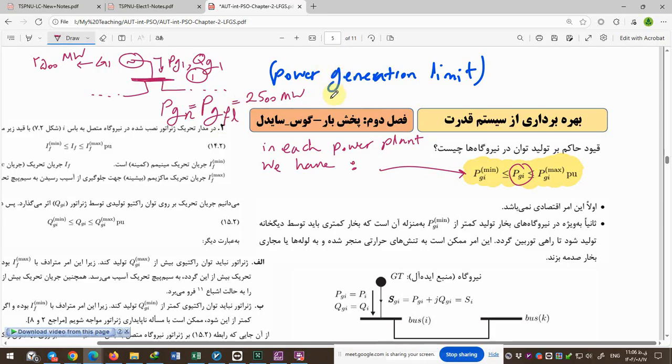But the maximum of generation, PG1 maximum, can be, for example, 2600 megawatt, and P generation 1 minimum 50 megawatt. It is impossible to generate less than 50 megawatt.